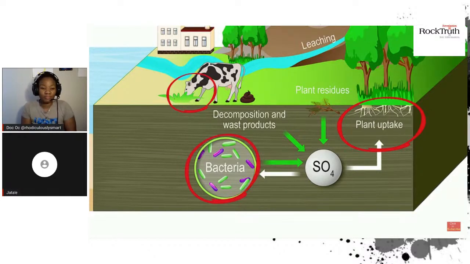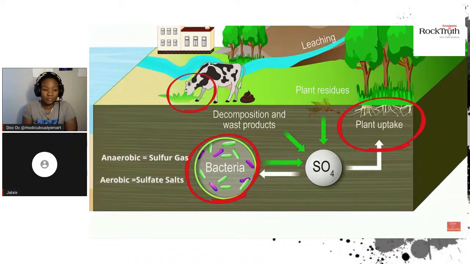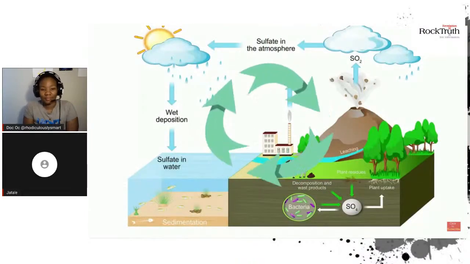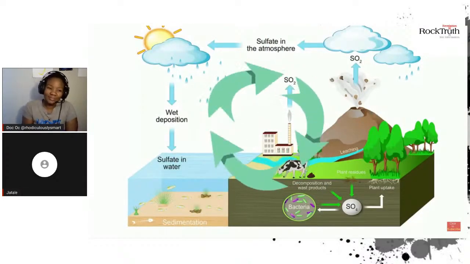Anaerobic bacteria break down the hydrogen sulfide into sulfur gas, and the aerobic bacteria convert the sulfur into sulfate salts, which again the plants absorb. And then, like any other cycle, it just keeps going around and around. So there's the sulfur cycle.